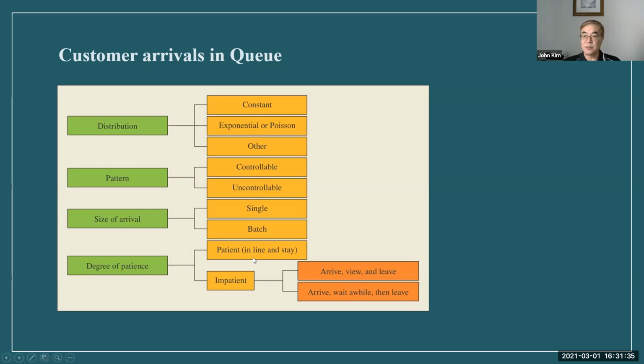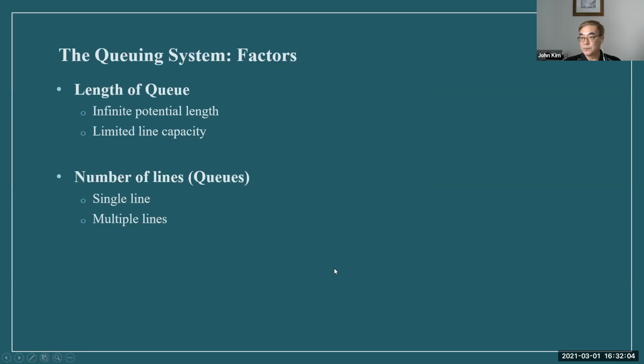Degree of patience: even if the waiting line is long, we need the service, so we wait and then get the service. But impatient customers arrive, view the long line, and then just leave. Maybe they arrive, and even though it is long, wait some time, but later just leave. And then the queuing system itself, factors: length of queue, infinite potential length, limited line capacity. Basically, the potential length of a queue waiting line is infinite.